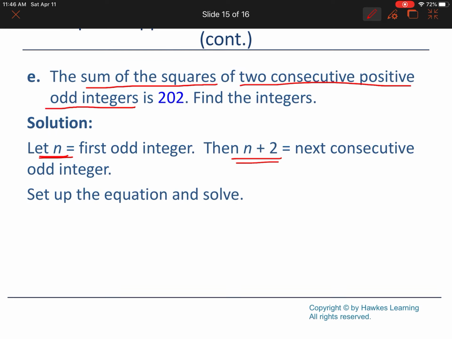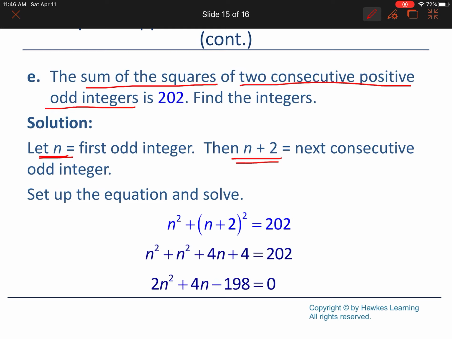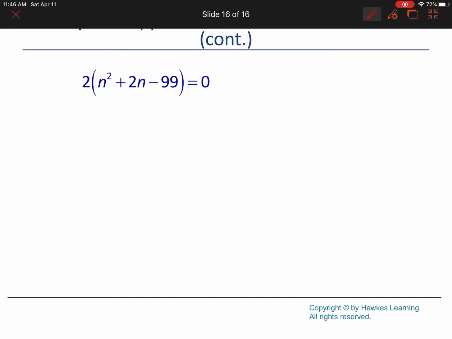Okay, so hopefully you set it up like this, and then we had to multiply it all out so that we could get it equal to 0. Combined, then we have a common factor of 2, so we'll pull that out. So now we're looking for two numbers that multiply to be negative 99, and they have to add up to be 2. So this is a positive and a negative, and they're 2 apart, right?